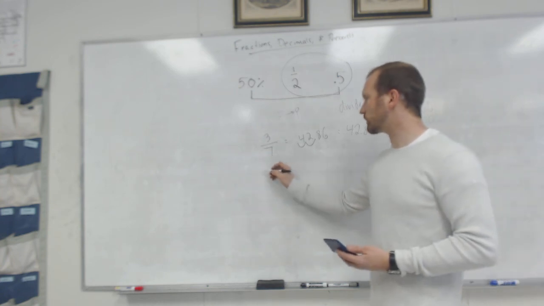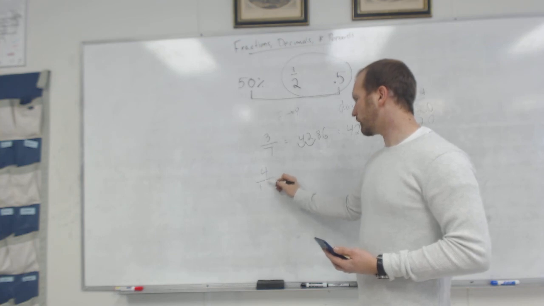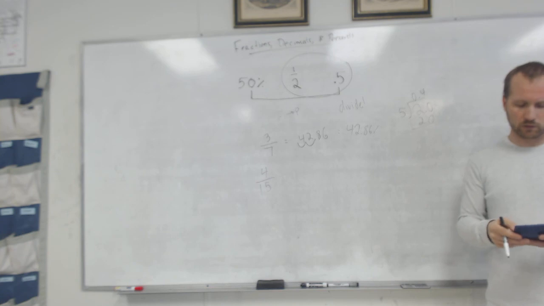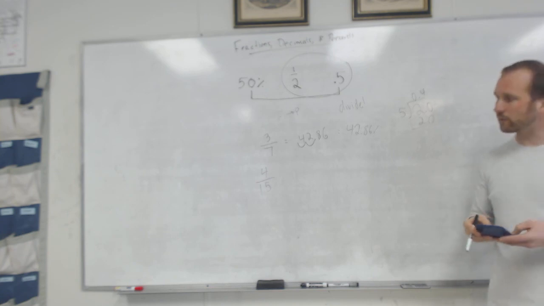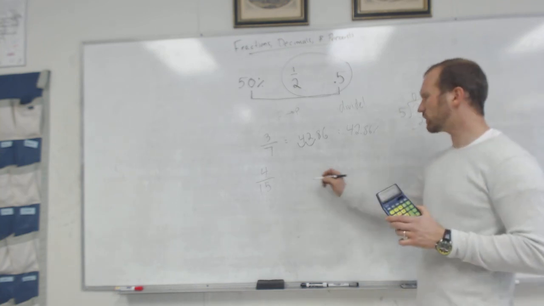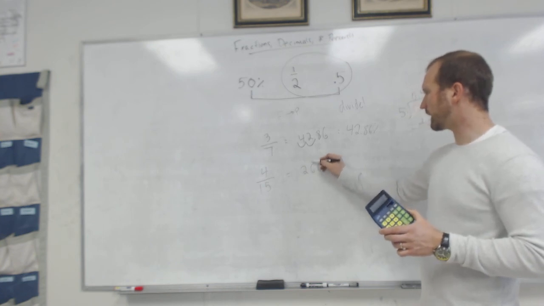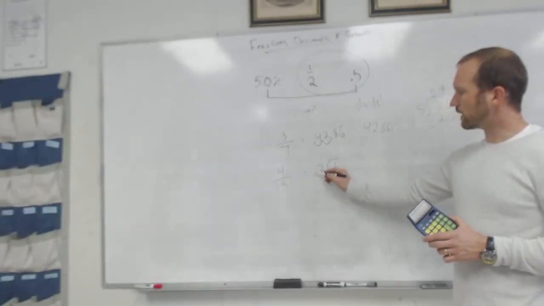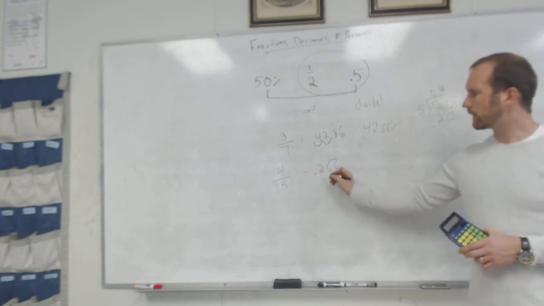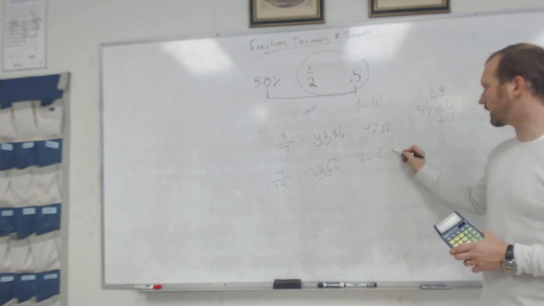All right, let's do a couple more examples. What if I had 4/15? And I want to write that as a percent. Okay, 4, other way around. 4 divided by 15, right? That's 0.26 repeating. So now I want it to be a percent. I move the decimal 2 spaces, so it would be 26.6 repeating percent.